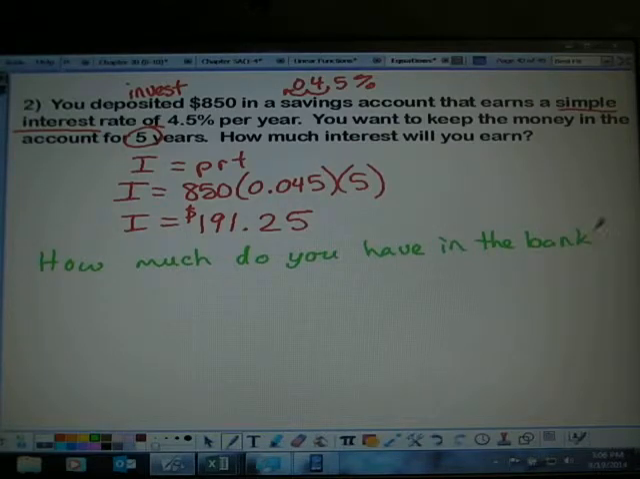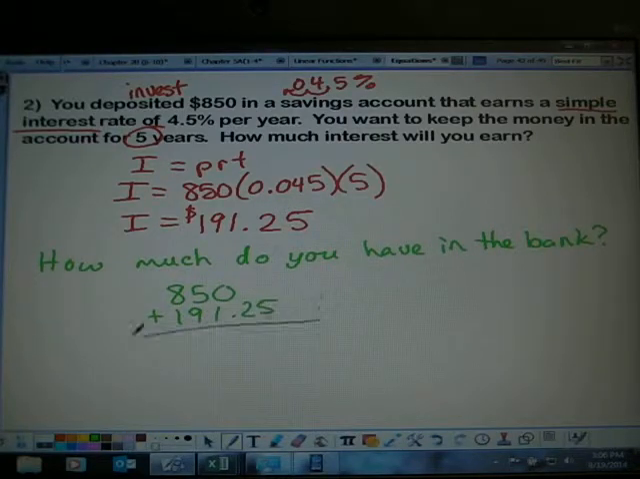Well, you would still have to do all of this stuff. You'd still have to solve all that to figure out how much interest you have. But if they're not asking how much interest you have, but rather how much do you have in the bank, well, you started with $850. And they're going to give you this free money.